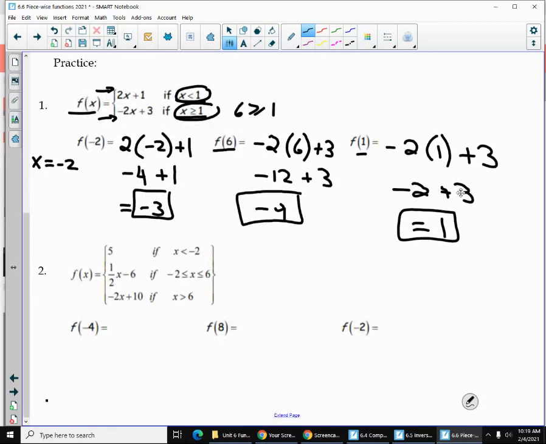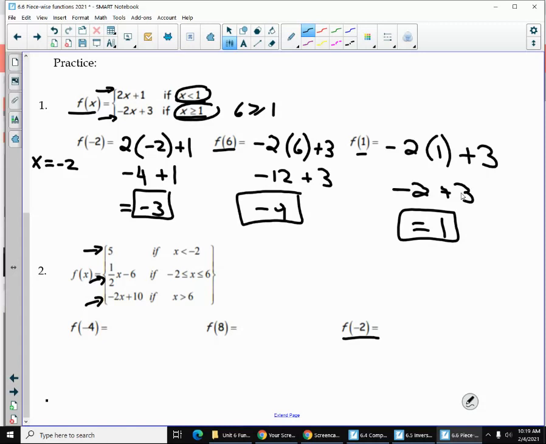In the second example, I have 3 functions. And the question is, which function do I use? I will only present this example. f of -2. So the question is, do we use the first equation, the second equation, or the third equation?